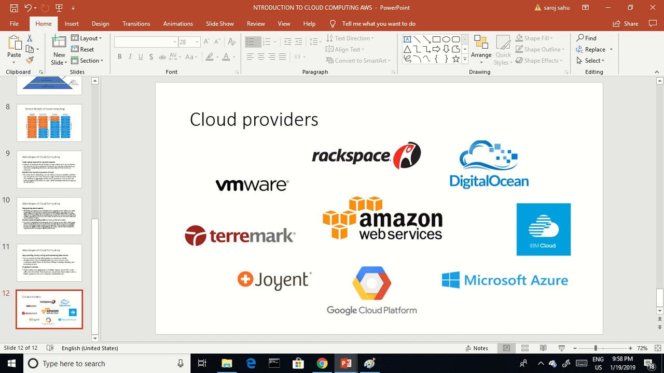There are a lot of cloud vendors here, like VMware, Terremark, Amazon Web Services, Joyent, Google Cloud Platform, Microsoft Azure, and DigitalOcean. A lot of cloud vendors are now in the market, and they are providing cloud computing services. So this is all about the introduction of the cloud.